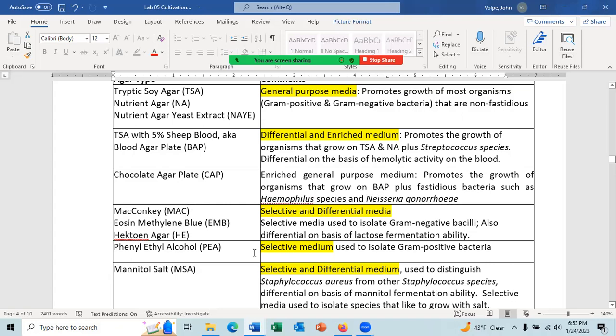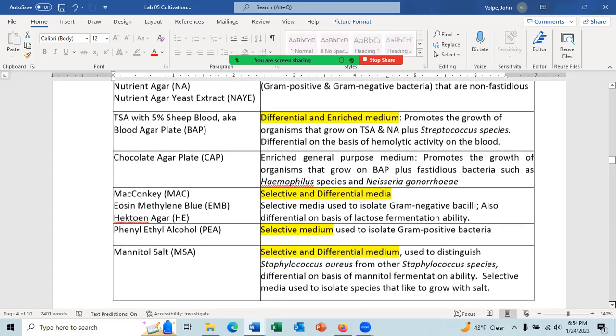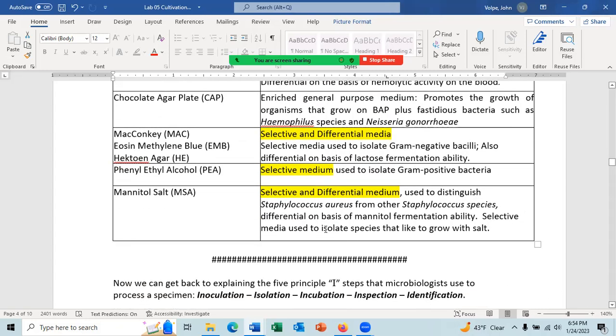All right, then we have another one that's only selective, and that's PEA, or phenylethyl alcohol. It's used to isolate gram-positive bacteria, meaning it selects against gram-negative bacteria. So this one's only selective. And then we have mannitol salt agar, which is both selective and differential.